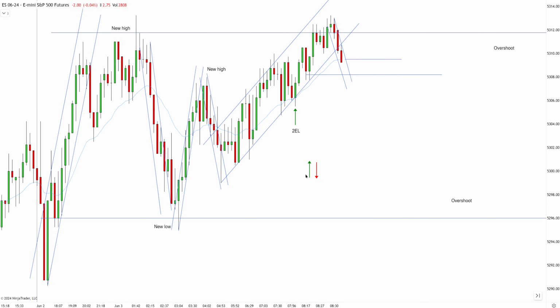We're looking at S&P 500 and mini futures. The time frame is 2000 tick chart, and we're going to be using price action to help us navigate the structure and identify high probability setups.